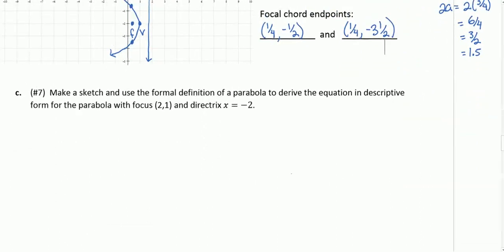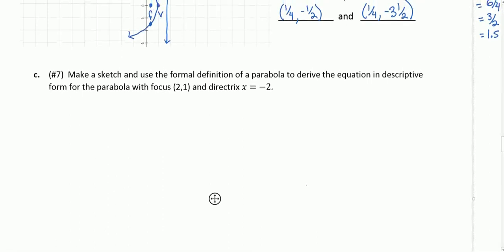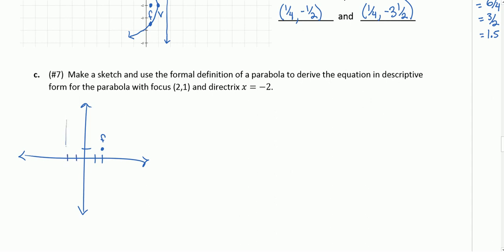So lastly, we're going to look at number 7 from worksheet 5. It says make a sketch and use the formal definition of a parabola to derive the equation in descriptive form for the parabola with a focus of (2, 1) and a directrix at x equals negative 2. So starting with our sketch, (2, 1), it's right here. That's our focus. And then x equals -2. That is a vertical line going through -2 for our directrix.